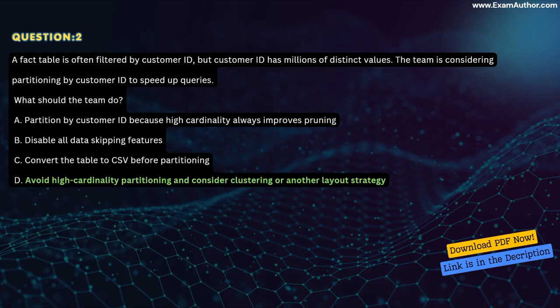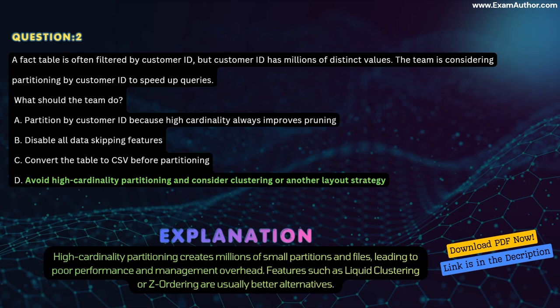Correct answer: D. Avoid high cardinality partitioning and consider clustering or another layout strategy. Explanation: High cardinality partitioning creates millions of small partitions and files, leading to poor performance and management overhead. Features such as liquid clustering or Z-ordering are usually better alternatives.